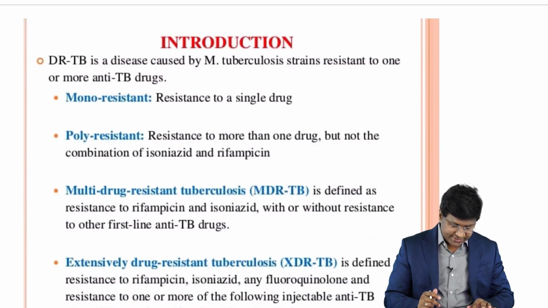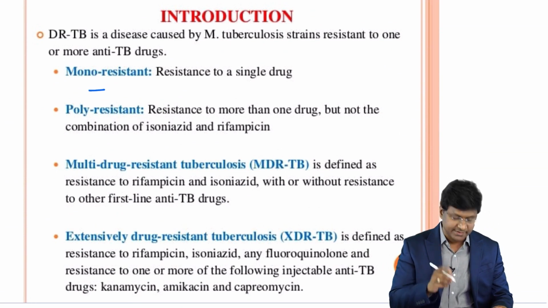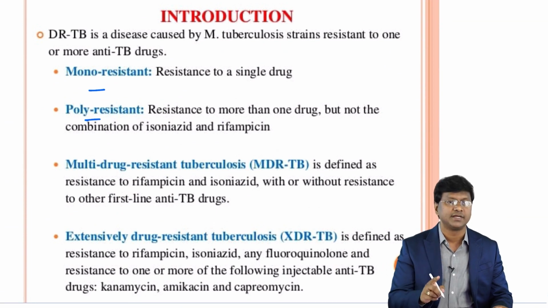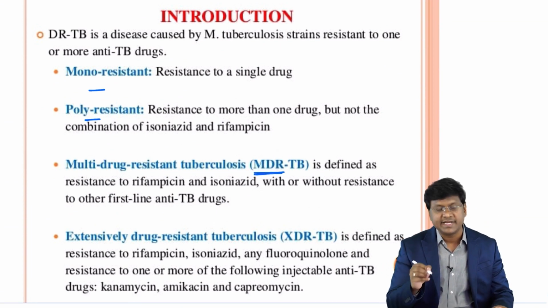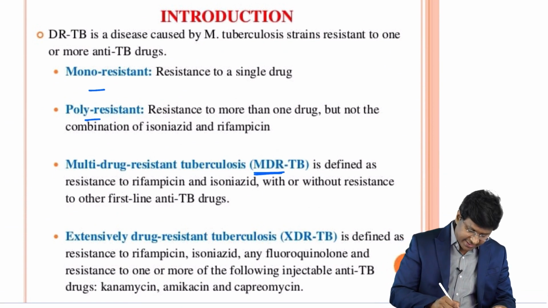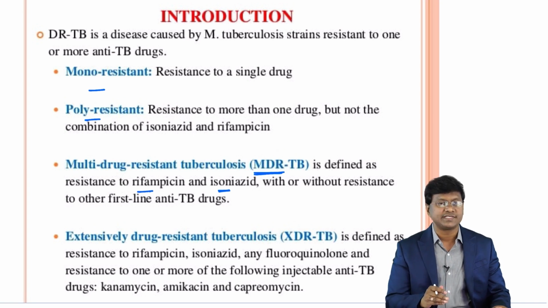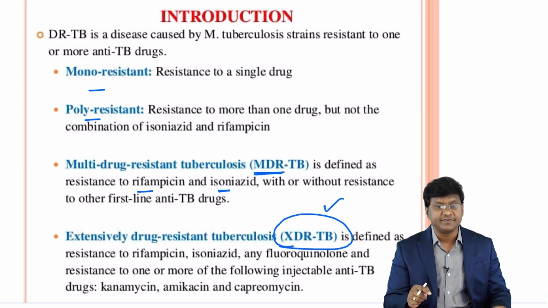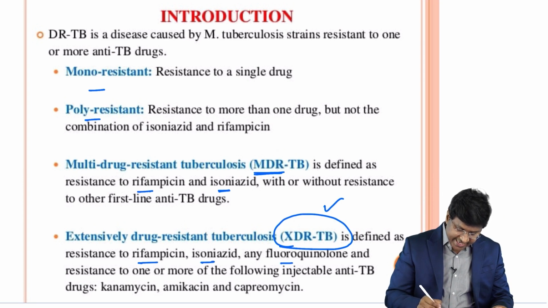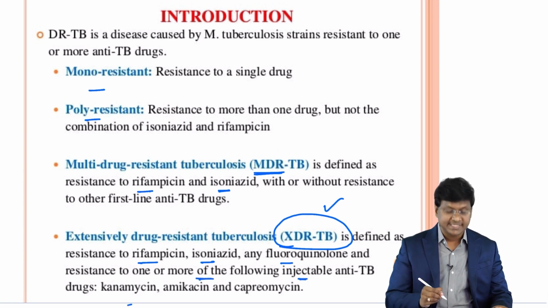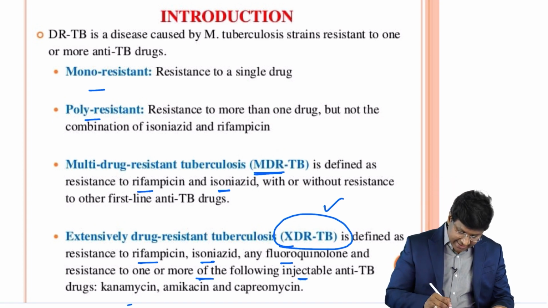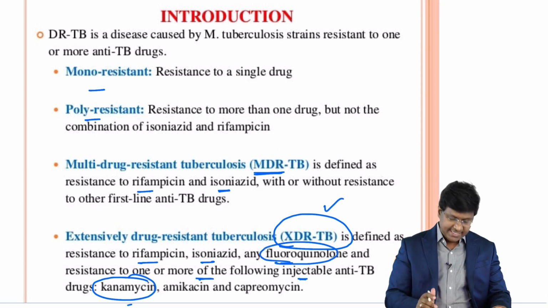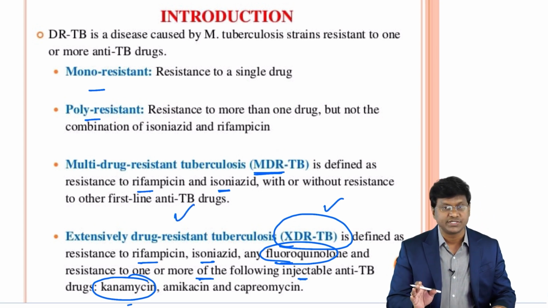Right? So if you see the resistance wise, we have monoresistance, that is resistance to a single drug. Polyresistance, resistance to more than one drug. Whereas MDR-TB, that is multi-drug resistant tuberculosis, is defined as resistance to rifampicin and isoniazid, with or without resistance to other first-line anti-tubercular drugs. Whereas XDR tuberculosis is defined as resistance to rifampicin, isoniazid, any fluoroquinolone and resistance to one or more of the following injectable anti-tubercular drugs, that is kanamycin, amikacin, as well as capreomycin. In the options given to you was kanamycin, and the quinolone given in the question was ciprofloxacin, and that we call the extensively drug resistant tuberculosis.